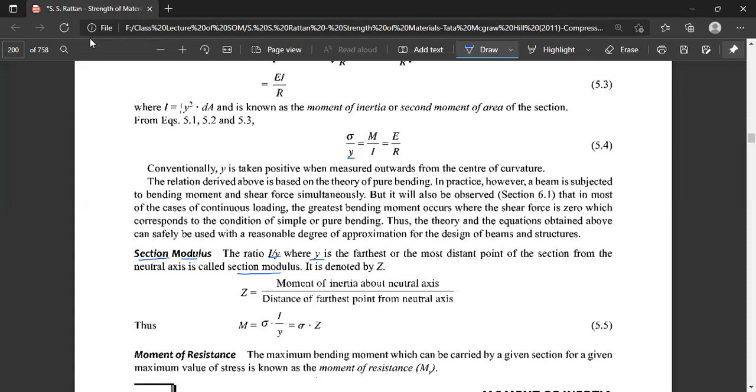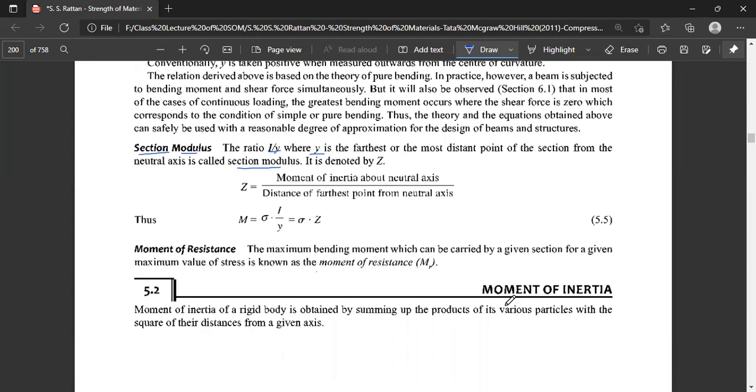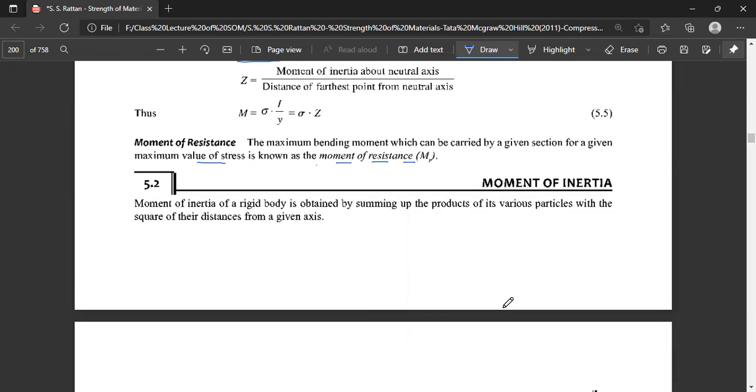The moment of resistance is the maximum bending moment which can be carried by a given section for a maximum value of stress. So, for a given value of maximum stress, as per the design condition of the concerned beam member, the beam can sustain a maximum amount of stress, and the maximum bending moment which creates this amount of stress is defined as the moment of resistance. Now next comes the moment of inertia.